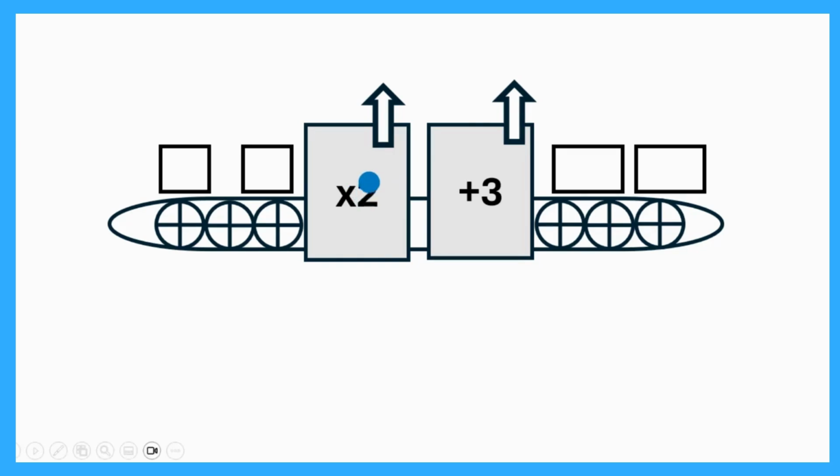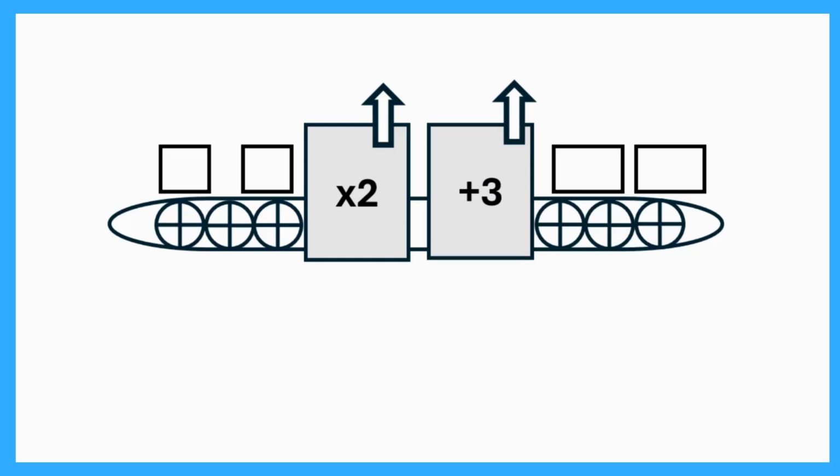But right here, the first one is times 2. So whatever number is processed by this machine is going to be multiplied by 2. And whatever number is processed by this second machine is going to have 3 added to it.